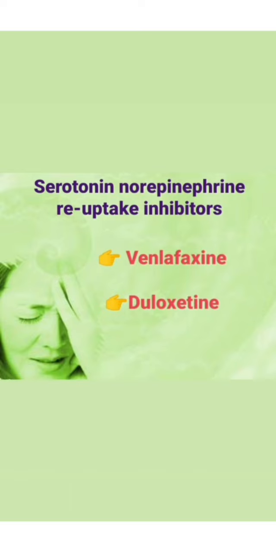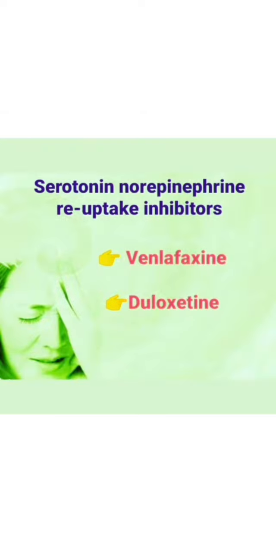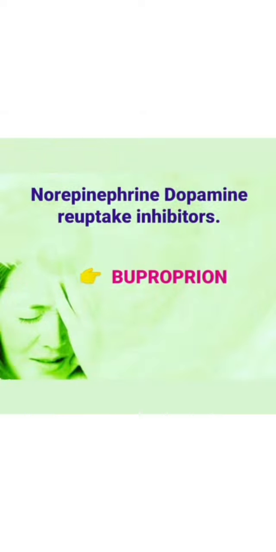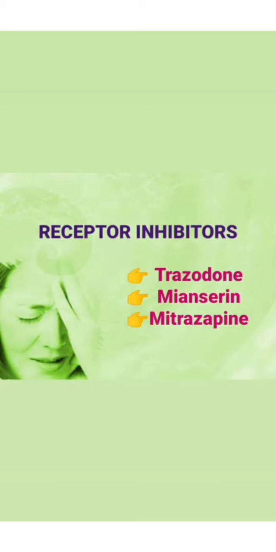The next one is serotonin norepinephrine reuptake inhibitors, which include venlafaxine, duloxetine. And the next one, norepinephrine dopamine reuptake inhibitors, which include bupropion. And the next one, receptor inhibitors, include trazodone, mianserin, mirtazapine.